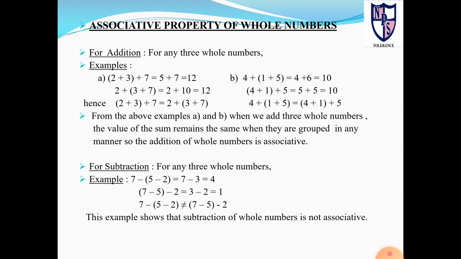Now we have to check for subtraction. For any three whole numbers, if we take 7 minus 5 minus 2, grouped as 7 minus 3, that is equal to 4. And 7 minus the group of 5 minus 2 is equal to 3 minus 2, which is equal to 1. So in subtraction we get different results if we group in any manner. This example shows that subtraction of whole numbers is not associative, like the commutative property of subtraction.